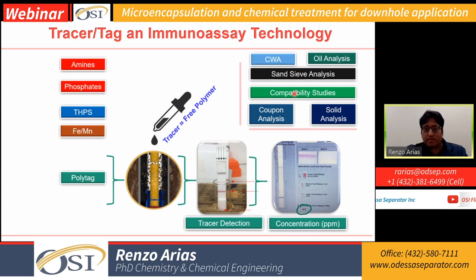Again, there are some companies that may be afraid to use our chemicals, so we can do some compatibility studies, just to show you that the chemical is compatible. On some occasions, we can do a coupon analysis to determine the corrosion rate in the wellhead of your systems. And in general, we do solid analysis to determine the type of scale that's causing the problem in your system.